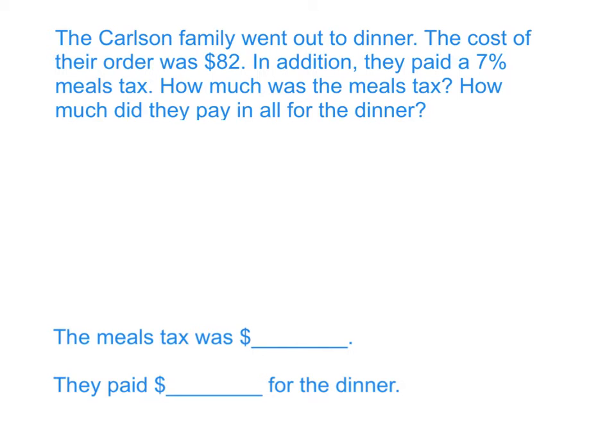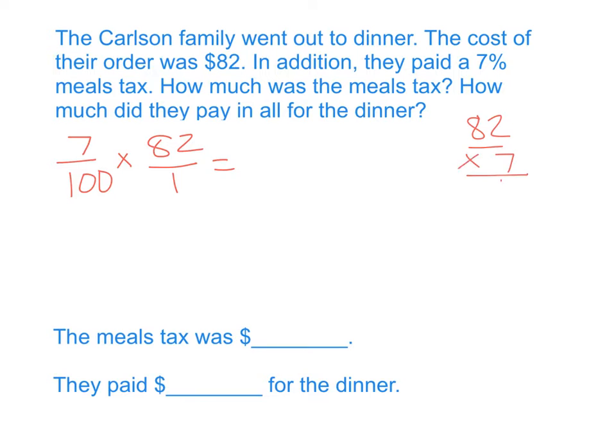So 7% of $82 is not quite as easy as our other problems, so we need to take 82 times 7. So 574 on the top, 100 on the bottom. Remember that dividing by 100 is the same as moving the decimal 2 places left. So it was here, and we'll go boom, boom.